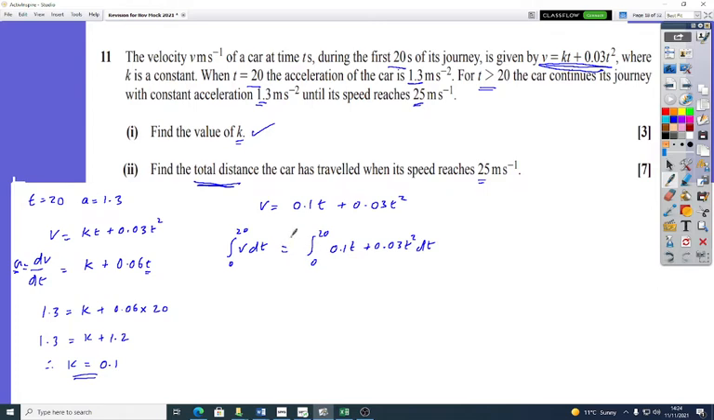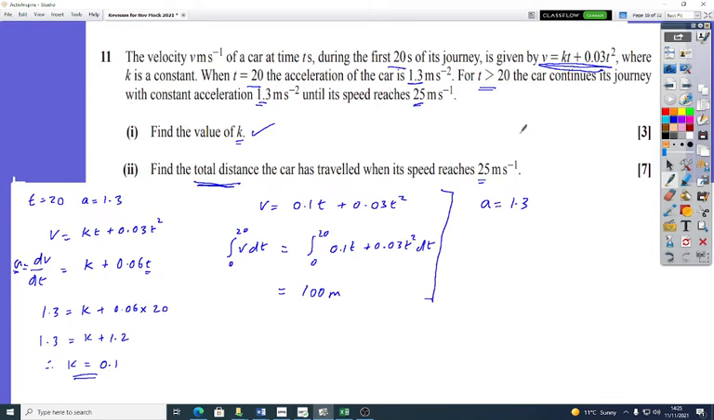Now, you're not going to get any extra marks to show that integration skill, so can you all do that on your calculator now? And a brief shout out. You should have got 100. So that will give you 100 meters for the first part of the journey. Now, the second part, you've got a constant at 1.3.